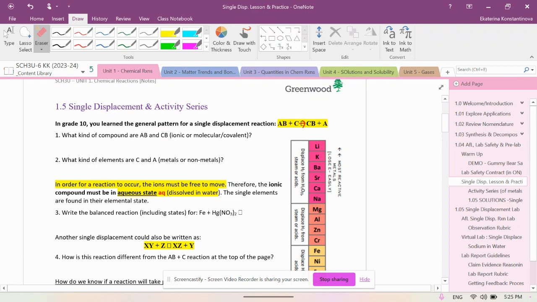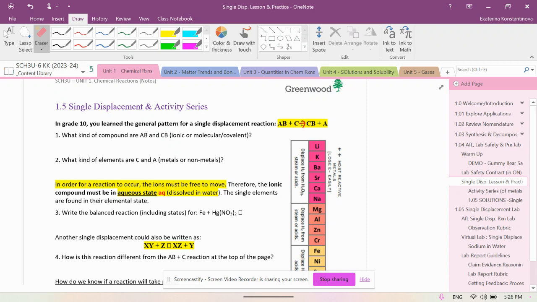Hi everyone, today we will be learning about single displacement and the activity series. In grade 10, you learned the general pattern for single displacement reactions is AB plus C produces CB plus A. Looking at this general format, what kind of compound do you think AB and CB have to be? Are they ionic, metal and nonmetal, or are they molecular, two nonmetals?